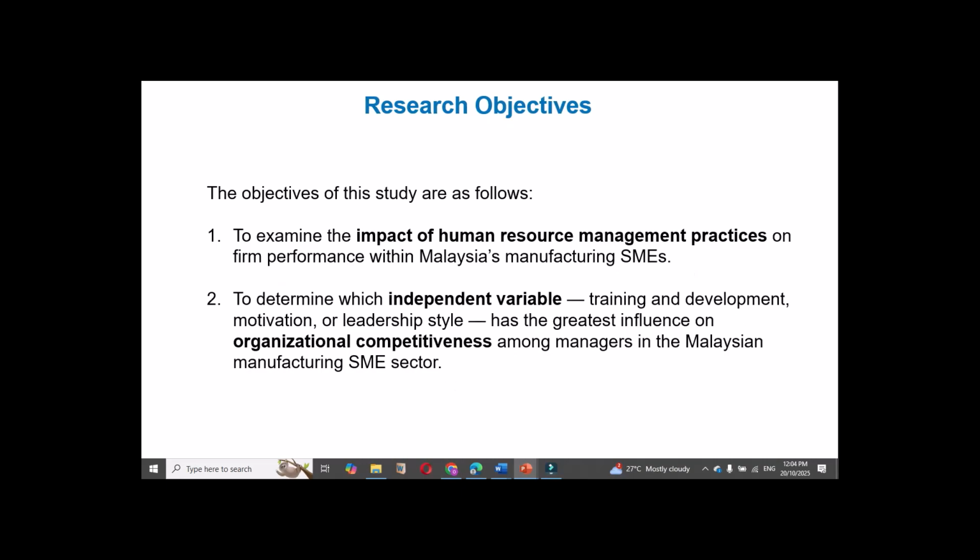Okay, let's look at the objectives. The objectives of the study are as follows: to examine the impact of human resource management practices, HRM practices, on firm performance within Malaysia's manufacturing SMEs. Number two, to determine which independent variable, that is training and development, motivation, or leadership style, has the greatest influence on organizational competitiveness among managers in Malaysia's manufacturing sector. So these are our objectives. We want to look at the impact first, how they are related. Then, among all of them, which one has the higher impact?